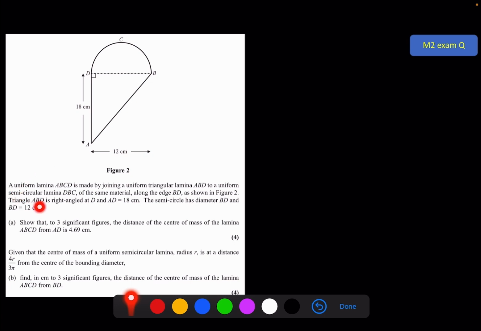So this starting paragraph here, other than the fact that it's all uniform, is basically telling you the same thing the diagram's telling you. And we need to show that to three significant figures, the distance of the center of mass of the lamina ABCD from AD is this. So AD is this edge here, and that's where I'm going to have my y-axis.